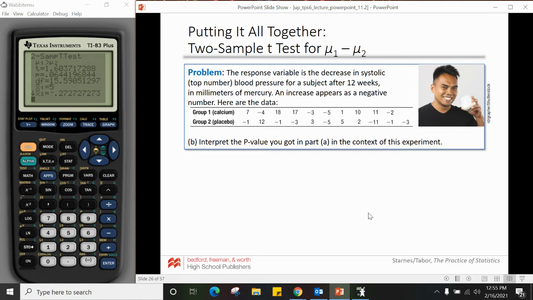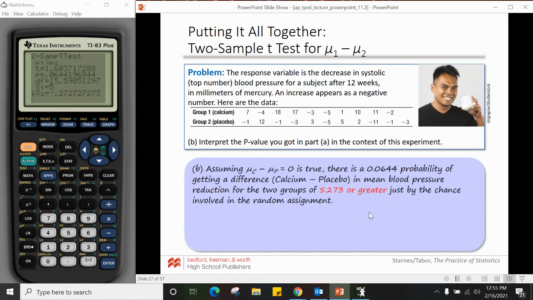Then asked us to interpret the p-value. So assuming our null hypothesis is true, there is a 0.0644 probability of getting a difference in the calcium minus placebo in mean blood pressure reduction for the two groups of, that's our, that was whatever our sample was. That's our mu1, x bar 1 minus x bar 2. So getting that value or greater.